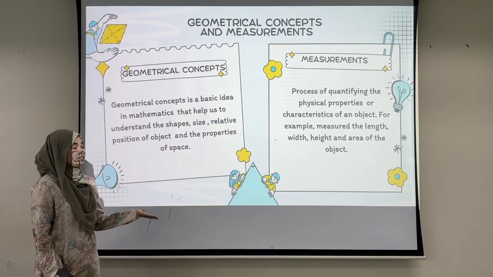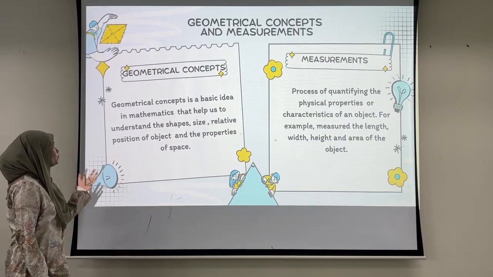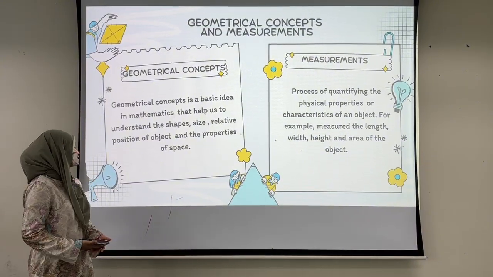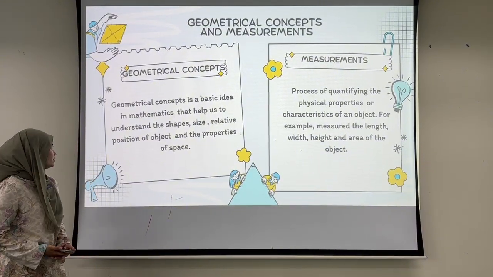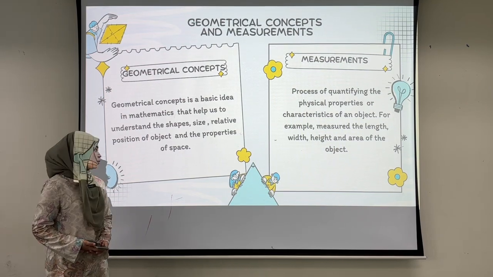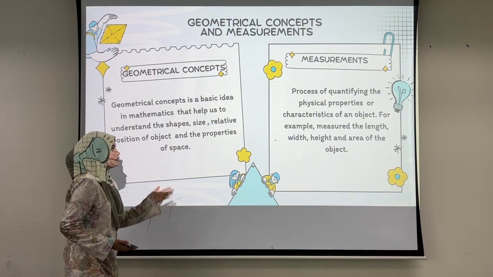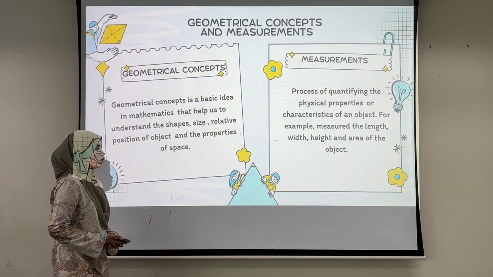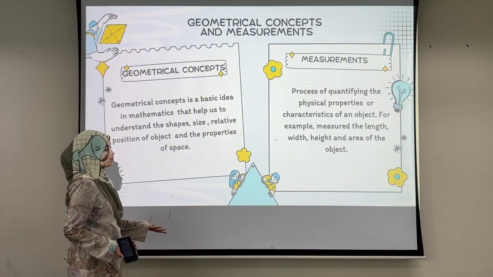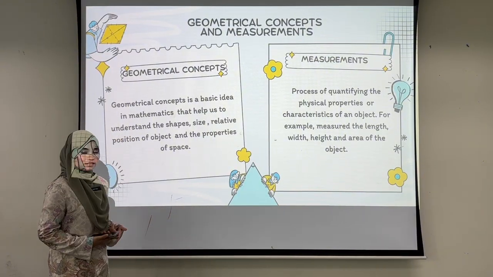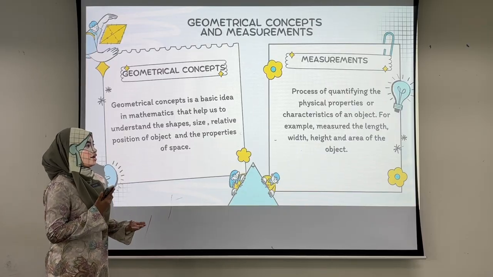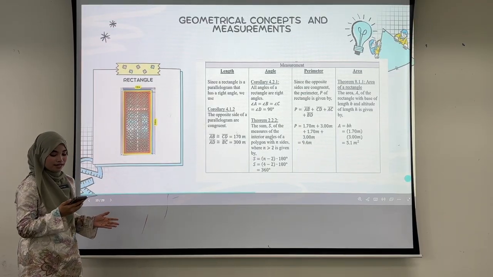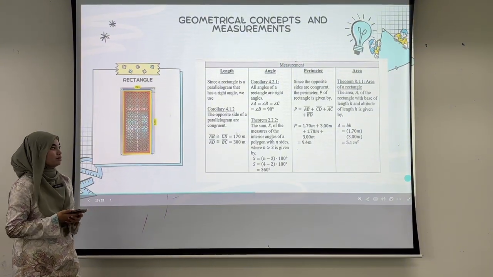Next is geometrical concepts and measurements. Geometrical concepts are the basic ideas in mathematics that help us to understand the shapes, size, relative position of objects, and the properties of space. Next, measurement is the process of quantifying the physical properties or characteristics of an object. For example, measuring the length, width, height, and area of the object. In this project, we identify several geometric shapes from a real object.